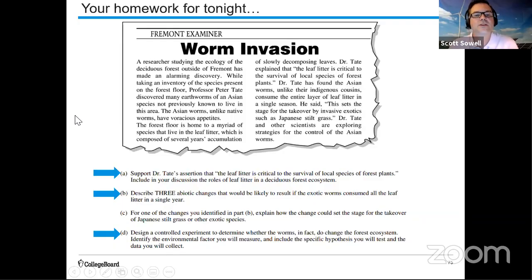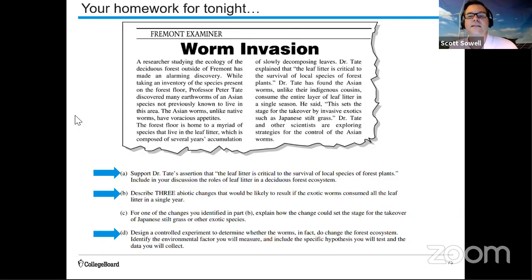It says, a researcher studying the ecology of a deciduous forest outside of Fremont has made an alarming discovery. So automatically you see the word deciduous, so you know this is probably a temperate seasonal forest. While taking an inventory of the species present on the forest floor, Professor Tate discovered many earthworms of an Asian species not previously known to live in this area. The Asian worms, unlike native worms, have voracious appetites. The forest floor is home to a myriad of species that live in the leaf litter, which is composed of several years' accumulation of slowly decomposing leaves.